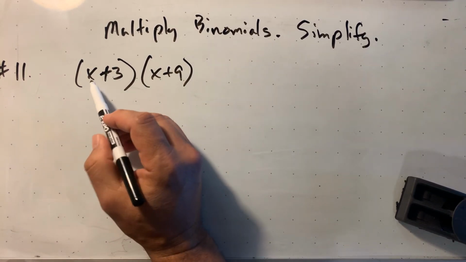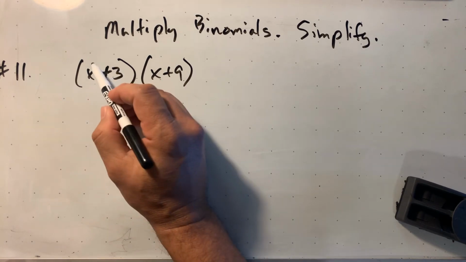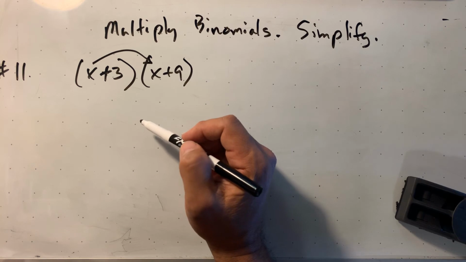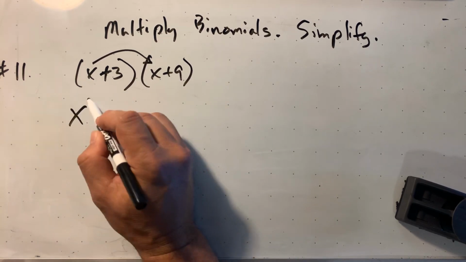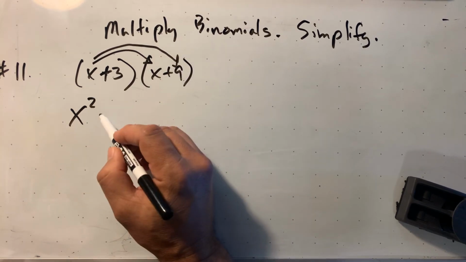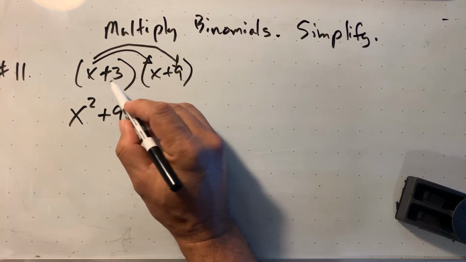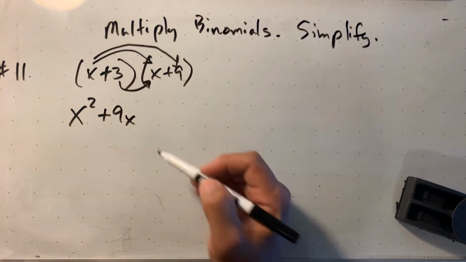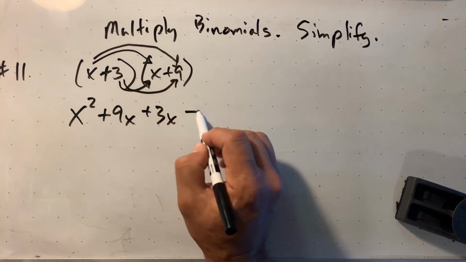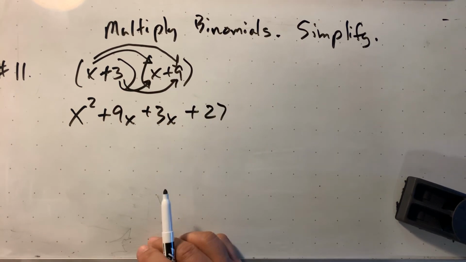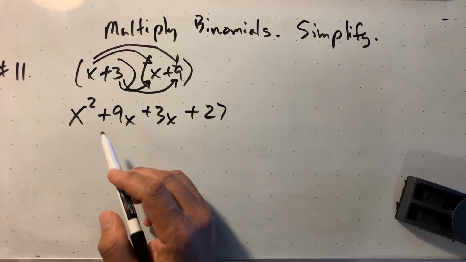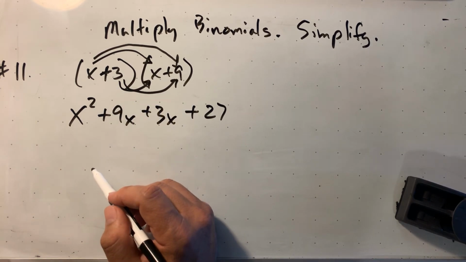So when you're multiplying binomials, you're just going to pick the first term and multiply it by each term in the second binomial. So x times x gives you x squared. And then you're going to also multiply it by the 9. So x times 9 gives you plus 9x. And then you'll take this next term, 3 times x, and that gives you 3x. And then you'll also do 3 times 9. I like to use these arrows just to keep myself straight so that I make sure I multiply each term.